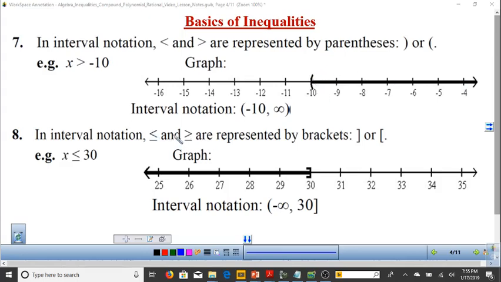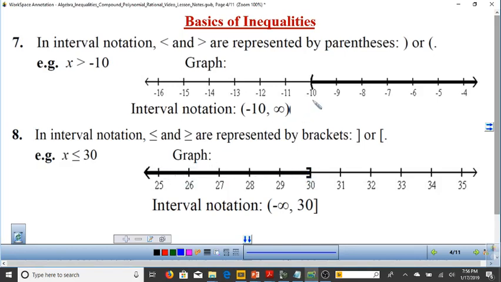If we want to include the number, we use brackets instead. So there's a distinction between parentheses and brackets in mathematics. If you want to include the number, you use a bracket. And in this case, for example, x is less than or equal to 30 means x is either to the left of 30 or equal to 30. It's at 30. So we shade everything to the left of 30 and we put a bracket that opens in the direction that we shade.